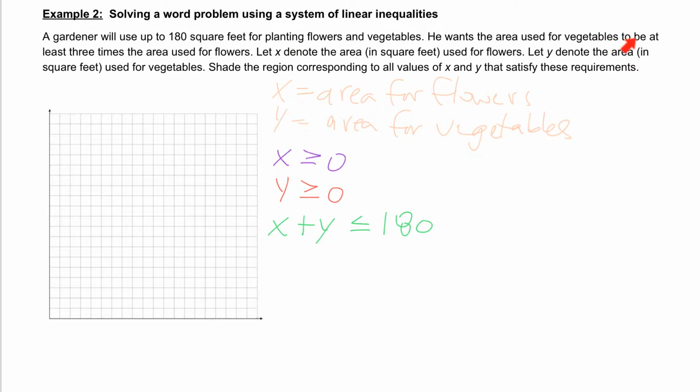And then we have, he wants the area used for vegetables to be at least 3 times the area used for flowers. So we're going to take the area for vegetables, which is Y. At least means it wants to be 3 times or more. So we want Y greater than or equal to 3x.